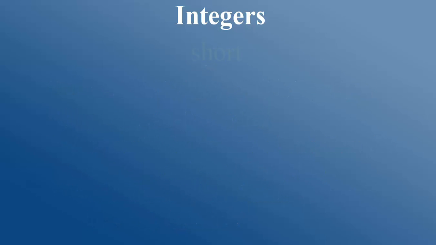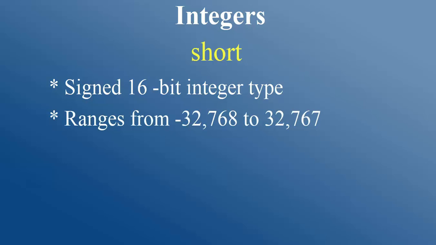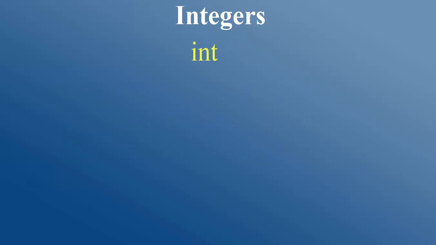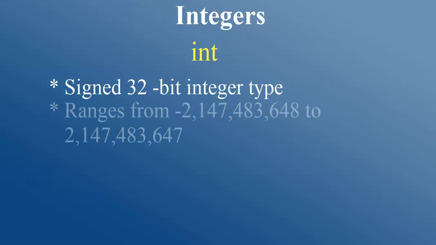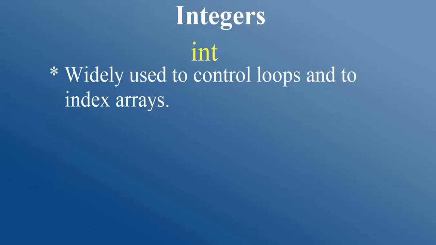That's the byte keyword. Short is a signed 16-bit type and has a range of -32,768 to +32,767. It is probably the least used Java type. The next one, which is the most commonly used, is int. It is a signed 32-bit type with a range of -2,147,483,648 to positive 2,147,483,647. In addition to other uses, variables of the type int are commonly used to control loops and to index arrays.